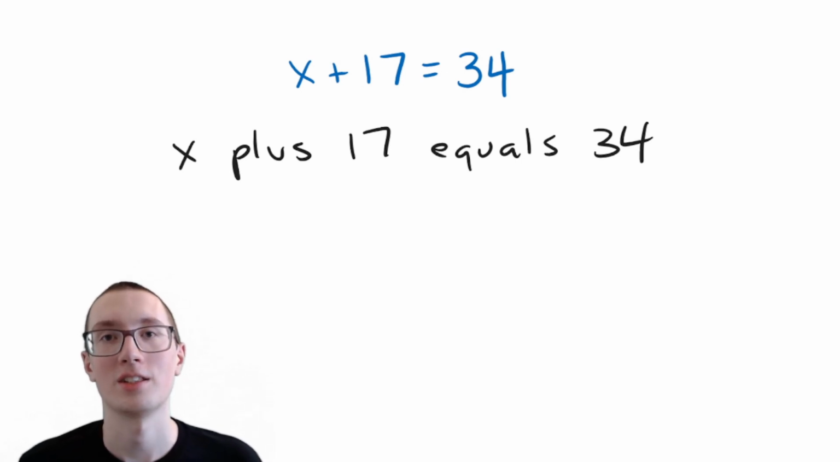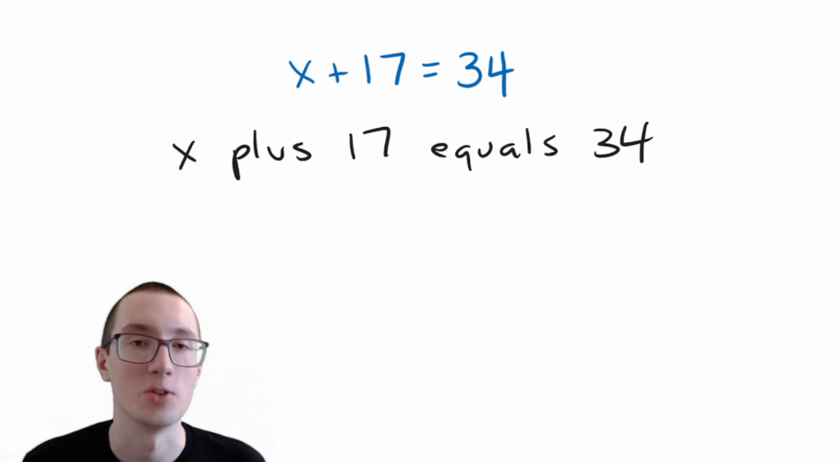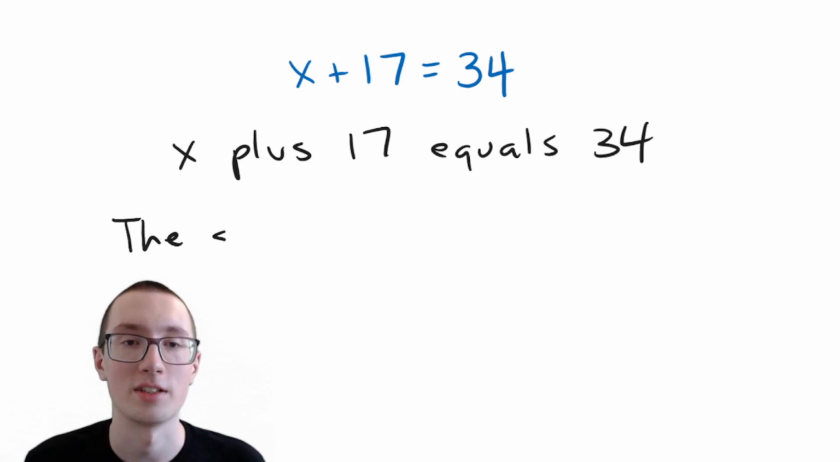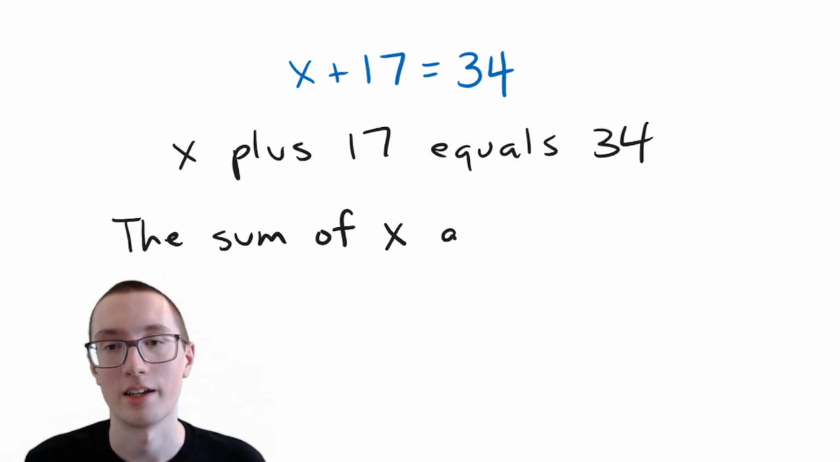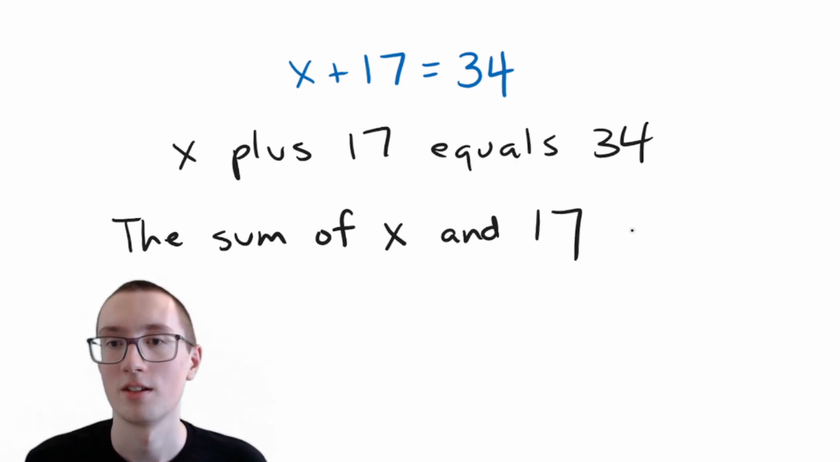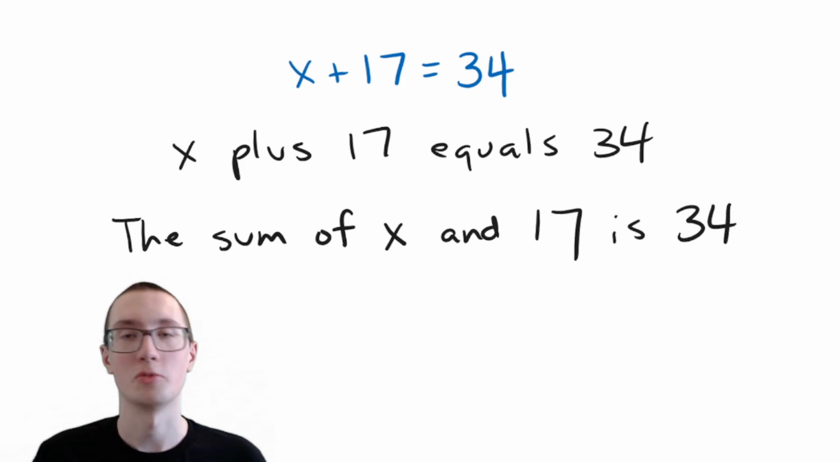Or if you'd like the fancy, super smart sounding way of doing it, you can put our favorite phrase, the sum of x and 17 is 34. Two ways to write it. They're both fine. And with that, you have begun your Algebra 2 journey.